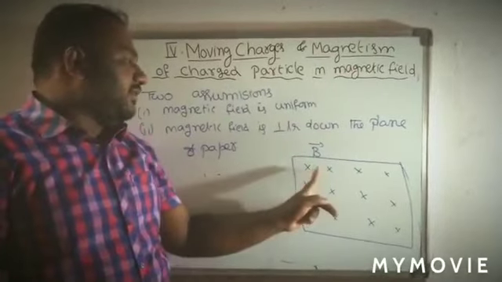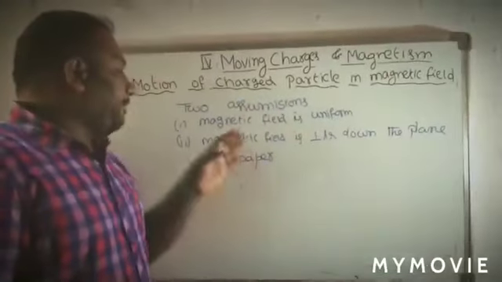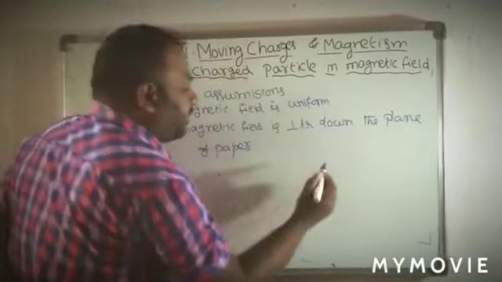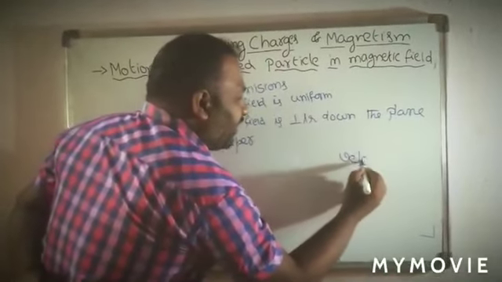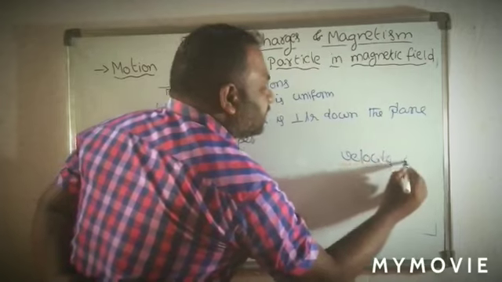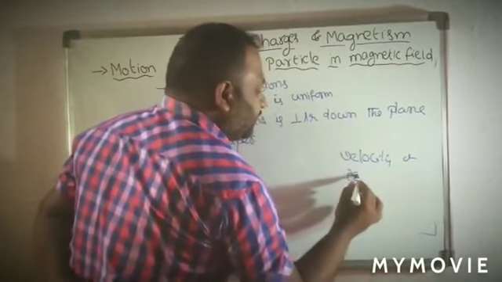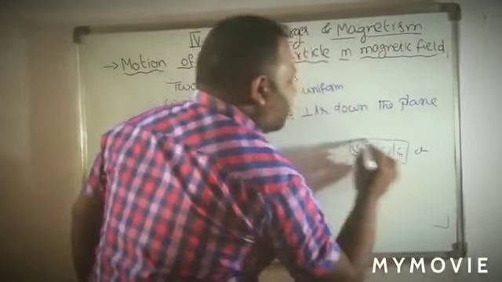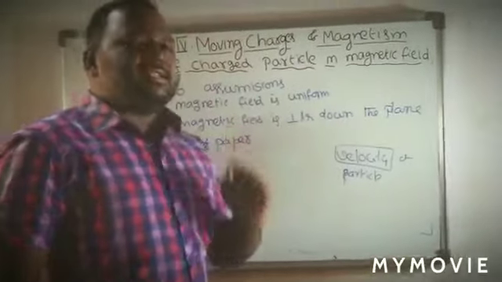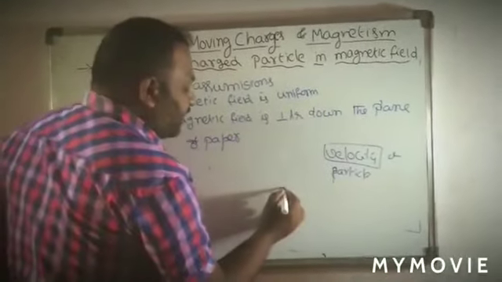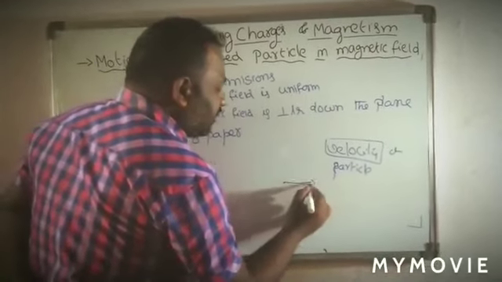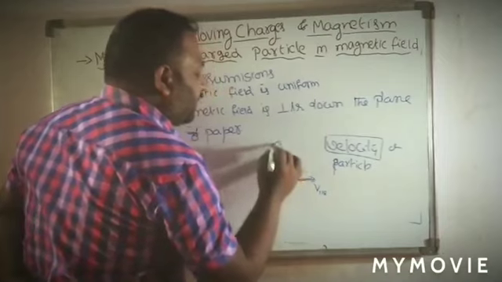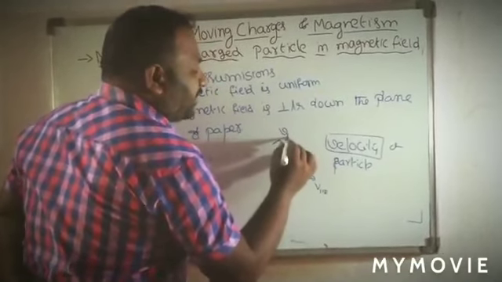That is indicating with the cross. Okay. After these assumptions, the motion of a charged particle means nothing but the velocity of the charged particle. Here velocity is a vector. The velocity always has two components: one is the parallel component and the other is the perpendicular component.